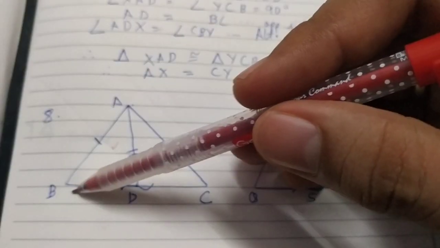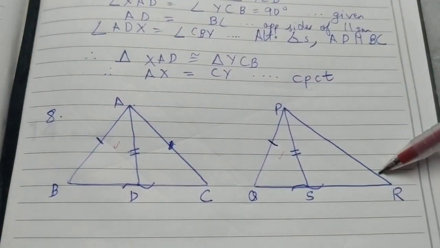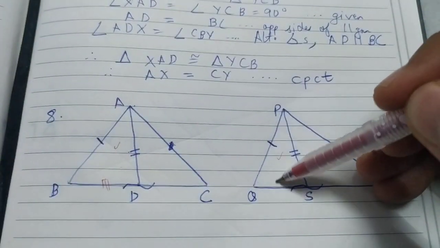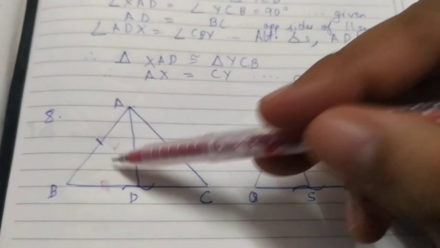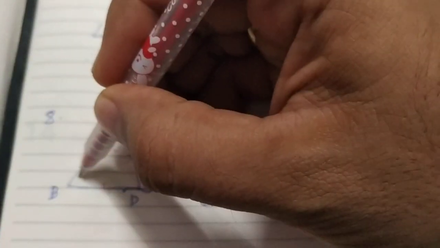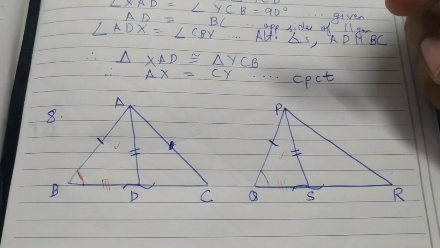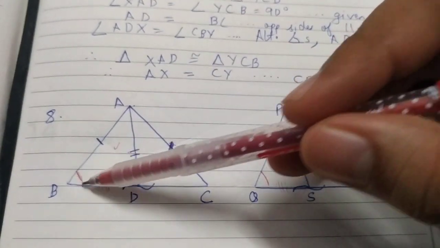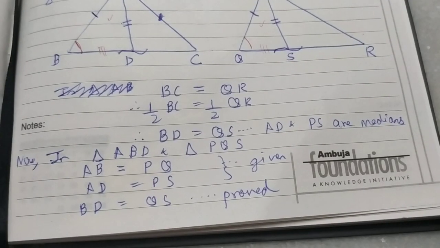Now if whole BC is equal to whole QR, then half of BC will be equal to half of QR. That means BD will be equal to QS, because BD is half of BC and QS is half of QR. So these two triangles are congruent by SSS test. That means this angle is congruent to this angle by CPCT. And now we can use the big triangles, and the big triangles will be congruent by SAS test.